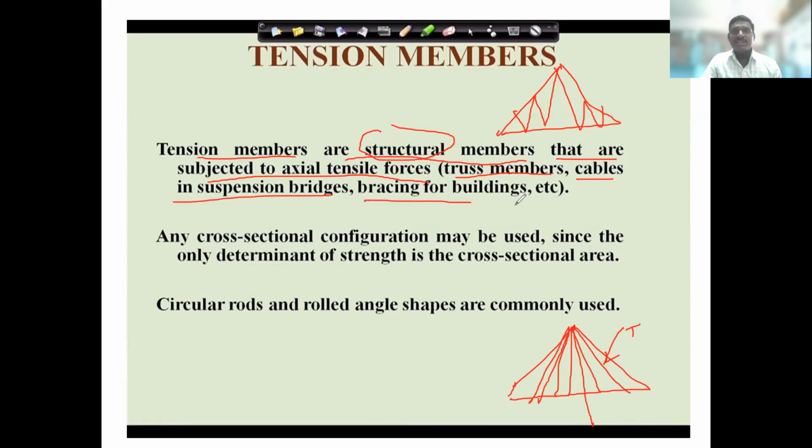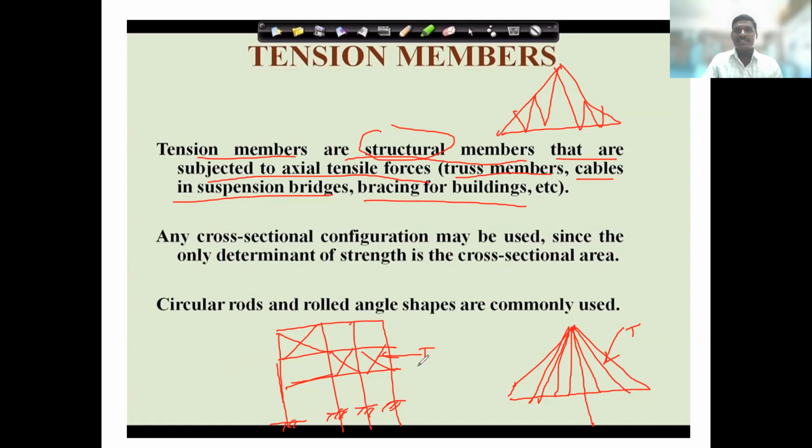Again, bracing of the building. If you see such a type of building, if this is the building, this is your bottom support. Between these two columns we can provide such bracings. These bracings are under tension. The tensile force is coming, the nature of force is tensile.